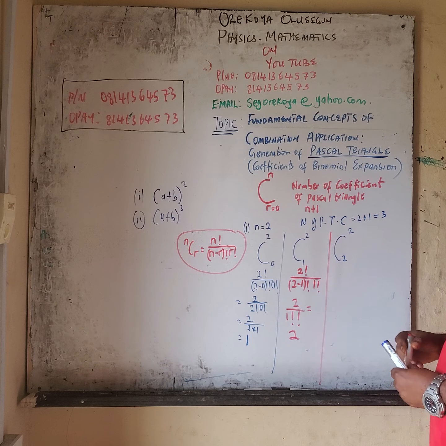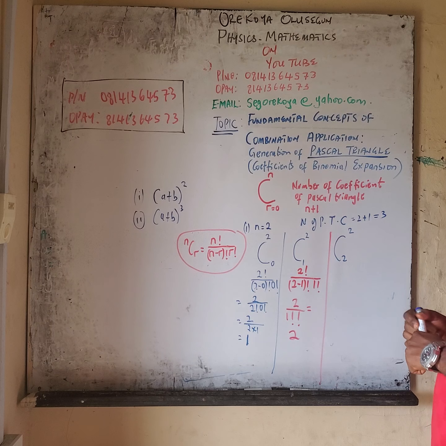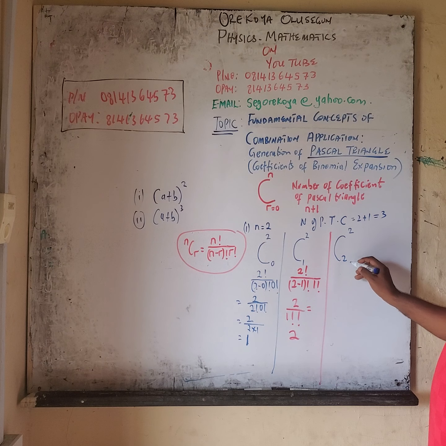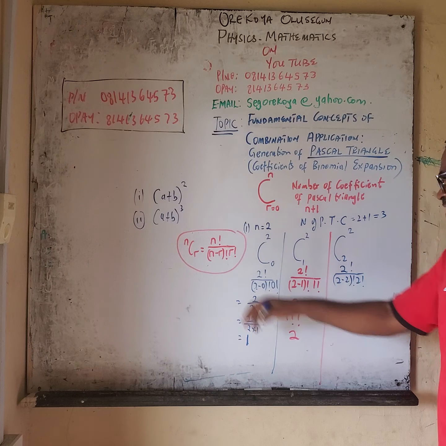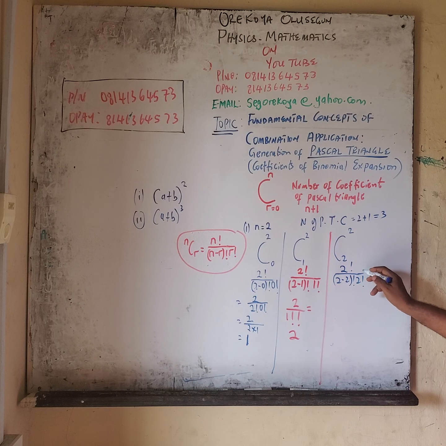That's for that one. Then for this particular one, 2 combination 2 actually means 2 factorial all over 2 minus 2 factorial, 2 factorial, using this same formula. So 2 factorial will give us 2 divided by 2 minus 2, that is 0 factorial, and then times 2 factorial. Like I said, 0 factorial, I'm going to prove it to us after this video. So 0 factorial here is 1. 1 times 2 is 2. 2 divided by 2 will give us 1.